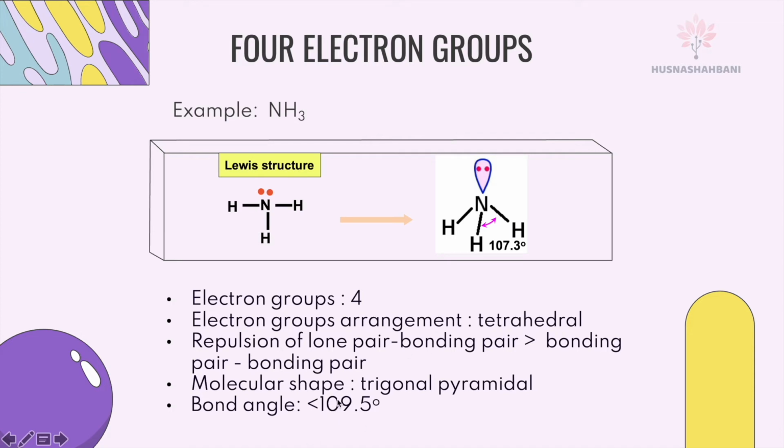Less than 109.5, it is 107.3 degrees. This is because lone pair bonding pair repulsion is stronger than bonding pair bonding pair repulsion. So the bond angle between this lone pair electron and the bonding pair is larger than 109.5 degrees. If this angle is larger than 109.5 degrees, it makes the angle between these two bonding pairs less than 109.5 degrees. So that's why the molecular shape is trigonal pyramidal and the bond angle is less than 109.5 degrees.